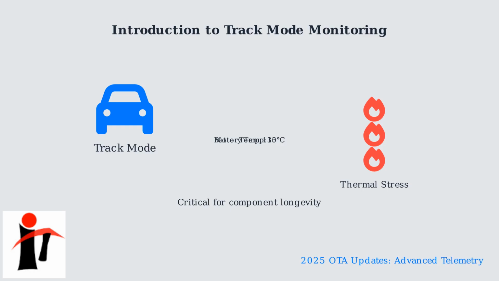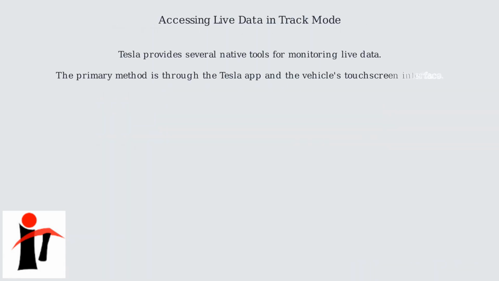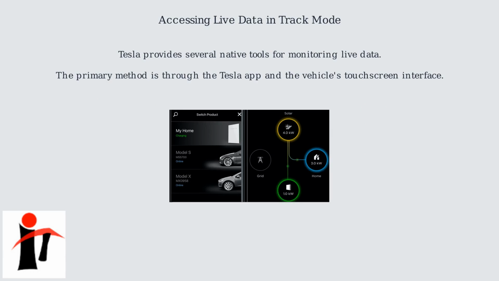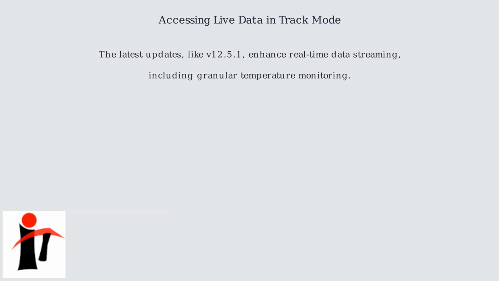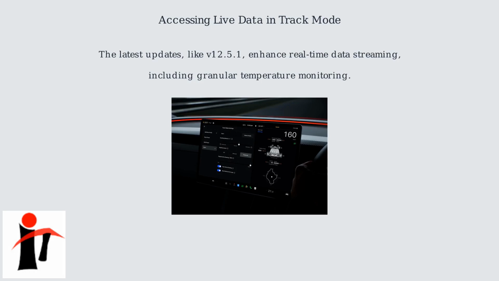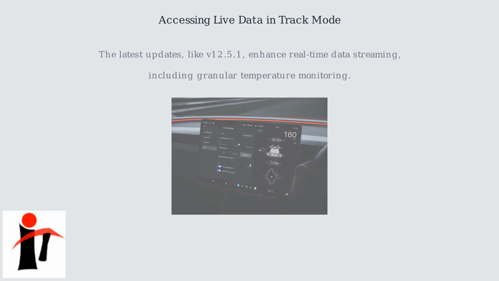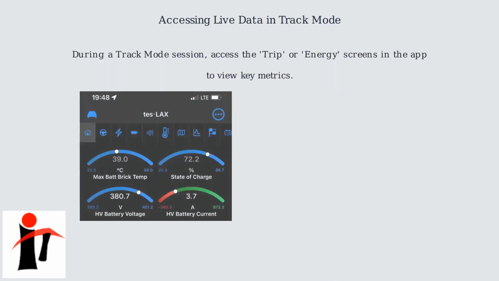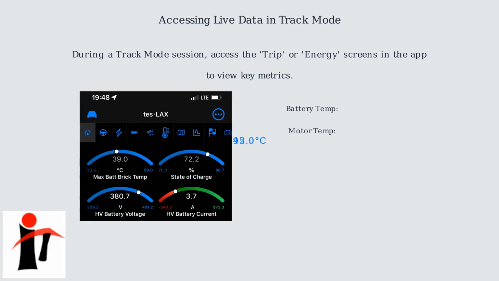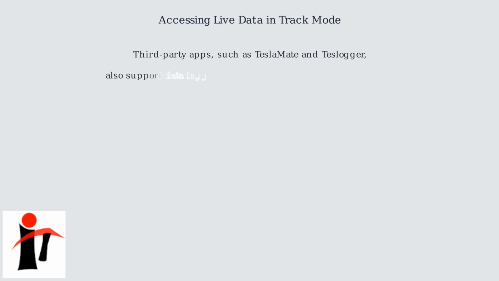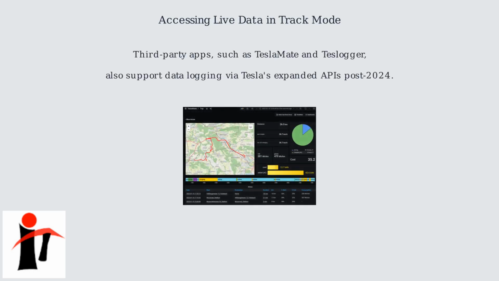As of late 2025, Tesla has refined track mode with over-the-air updates, integrating advanced telemetry and predictive diagnostics. Tesla provides several native tools for monitoring live data. The primary method is through the Tesla app and the vehicle's touchscreen interface. The latest updates, like V12.5.1, enhance real-time data streaming, including granular temperature monitoring. During a track mode session, access the trip or energy screens in the app to view key metrics. Third-party apps, such as TeslaMate and TeslaLogger, also support data logging via Tesla's expanded APIs post-2024.